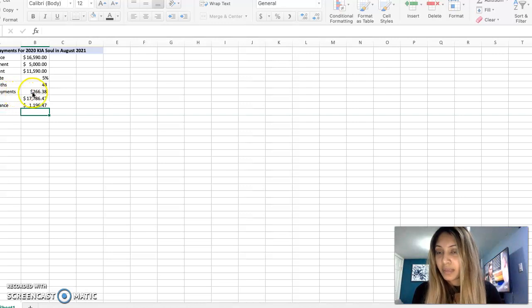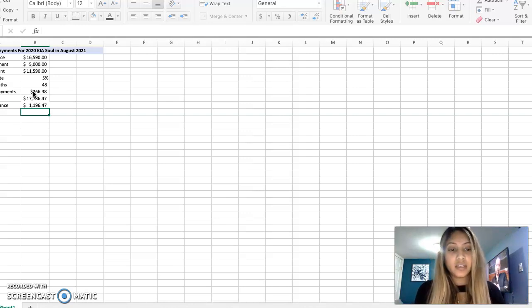In order to get my monthly payment, I use the PMT function, which is the interest rate divided by 12 to get the monthly interest rate, comma, the number of payment periods, which is 48, comma, the negative sign, because in Excel you need to use a negative in order to get a positive. So I use the negative sign, then the loan amount.